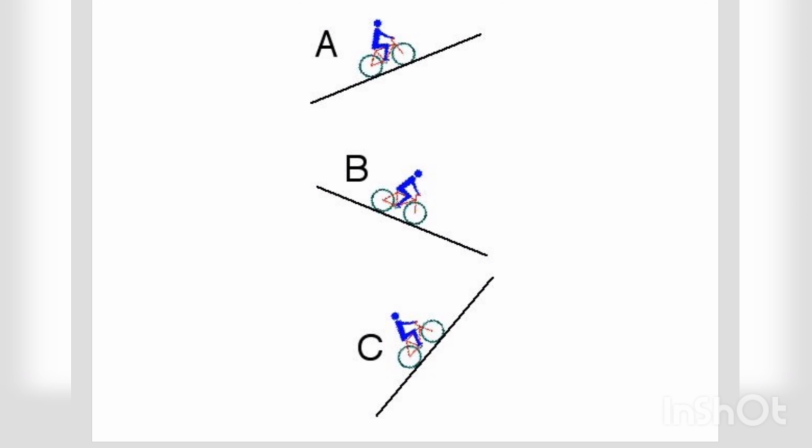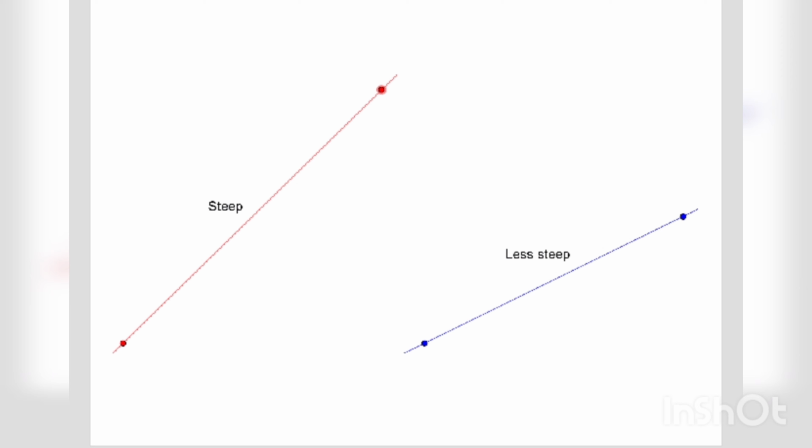So if I were to ask you which of these images indicates a steeper slope, is your answer going to be A or C? Once again, I would encourage you to actually pause the video and think for a moment whether you think A is steeper than C or vice versa. Well, even if you were not able to guess, the answer is now going to be obvious. So the person in image C was riding up a steeper slope than the person in image A.